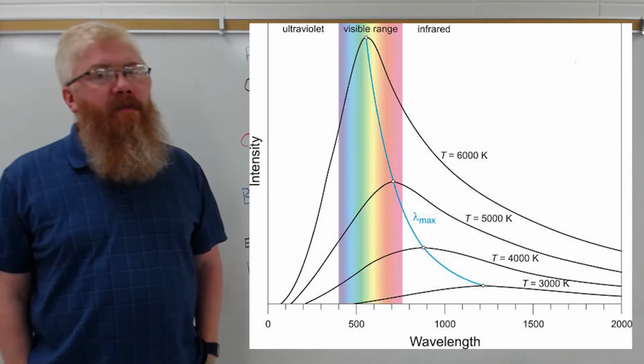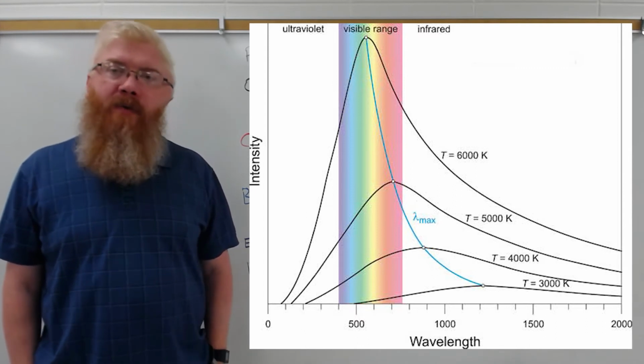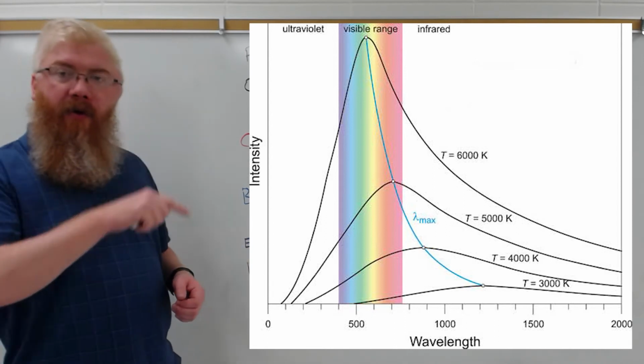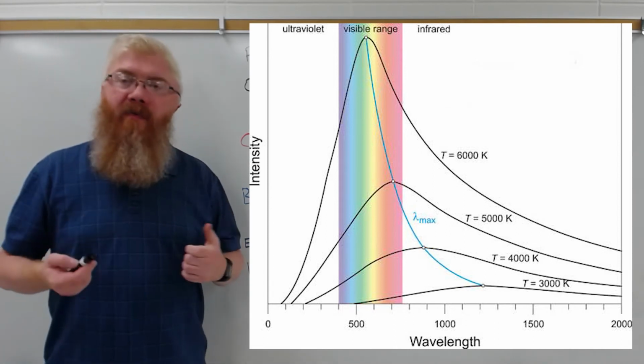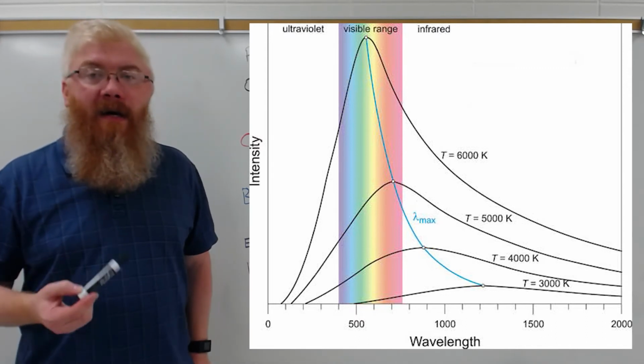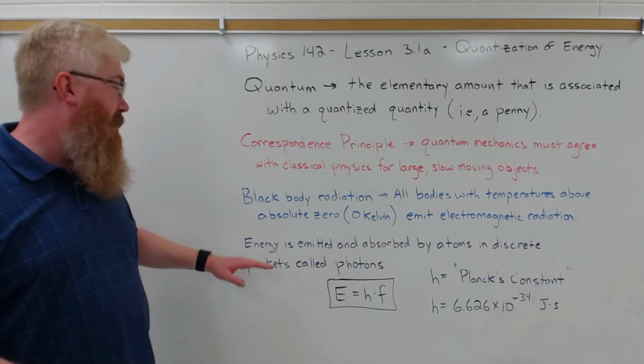So the question becomes, why? Why does that shape exist? And Planck was trying to figure that out mathematically, trying to figure out why that particular curve existed. And what he ended up discovering was the only way he could make that curve work mathematically was by introducing a constant, which we will call Planck's constant.